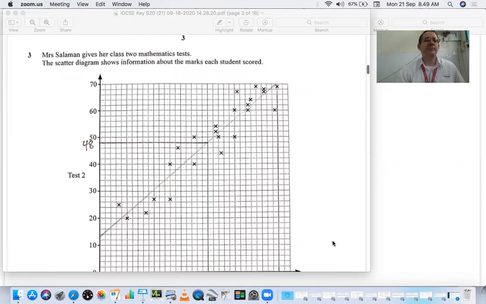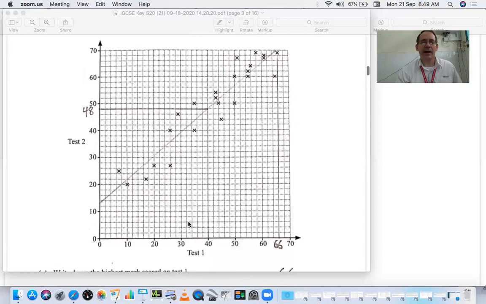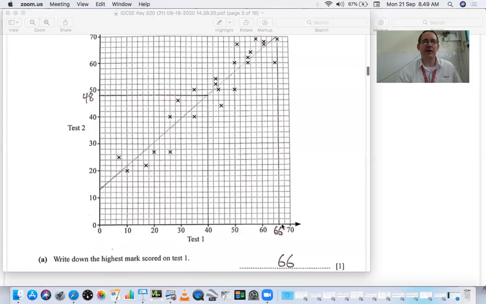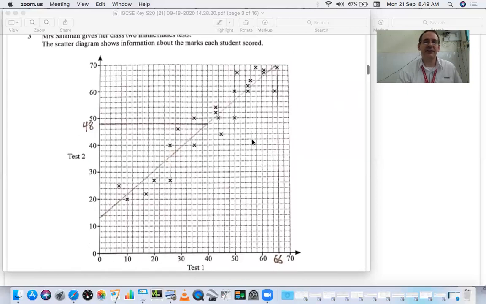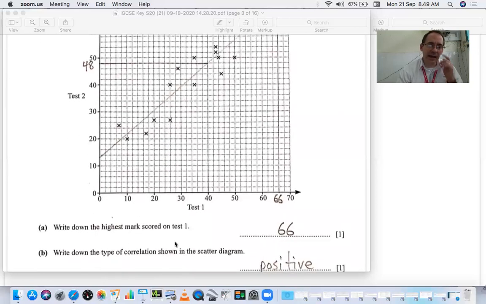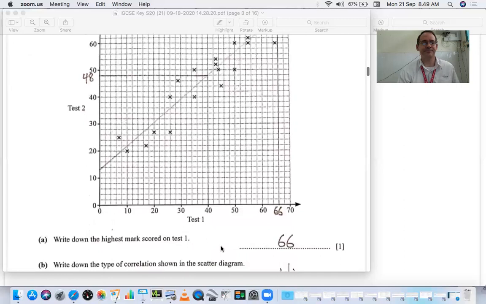Question number 3, Mrs. Solomon gives her class 2 math tests. The scatter diagram shows information about the marks each student scored. So here you have the first math test along the bottom, second math test along the side, with all of these different scores. Write down the highest mark scored on test number 1. Test number 1 is right up here. You follow that down with your straight edge, you get to 66.